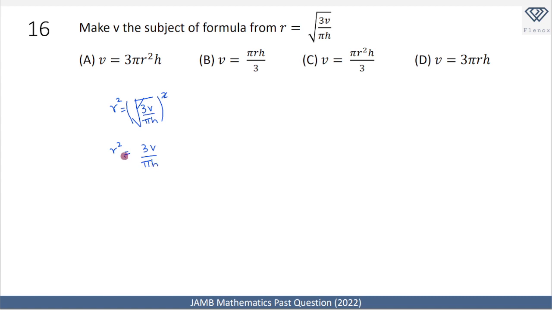Now, if we cross multiply, we have what? 3V is equal to R squared pi h. Now, if you divide both sides by 3, we have what? V is equal to pi R squared h over what? Over 3. And what option coincides with that? That would be option C. So the correct option, or the subject of the formula, is going to be option C. To learn more about subject of the formula, you can watch our videos on subject of the formula.